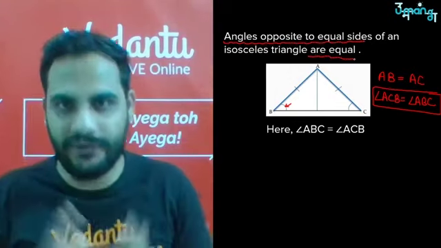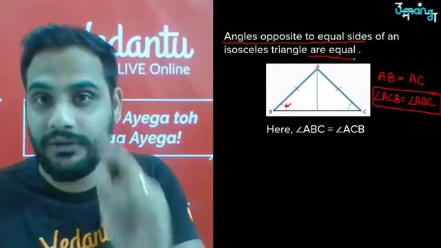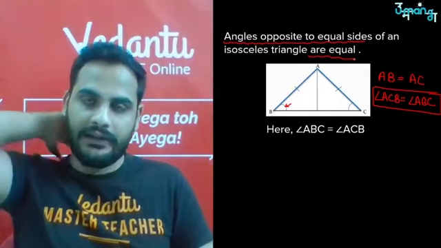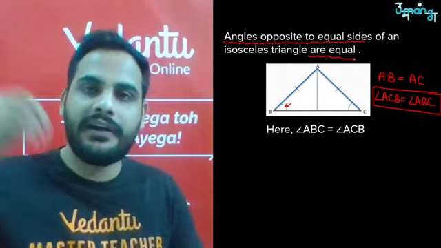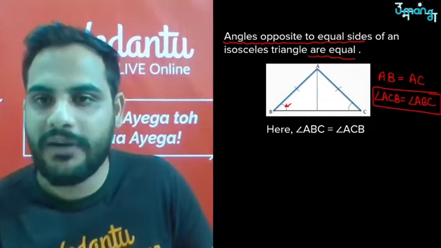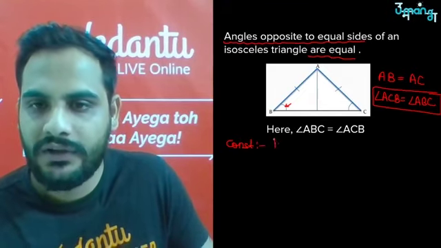Now, how do you prove it? The proof is very important, I'm telling you because it can be asked in the examination. Prove that in a triangle, if two sides are equal, the angles opposite to them will also be equal. So for proving this, we will do one construction. What is the construction? Draw AD.